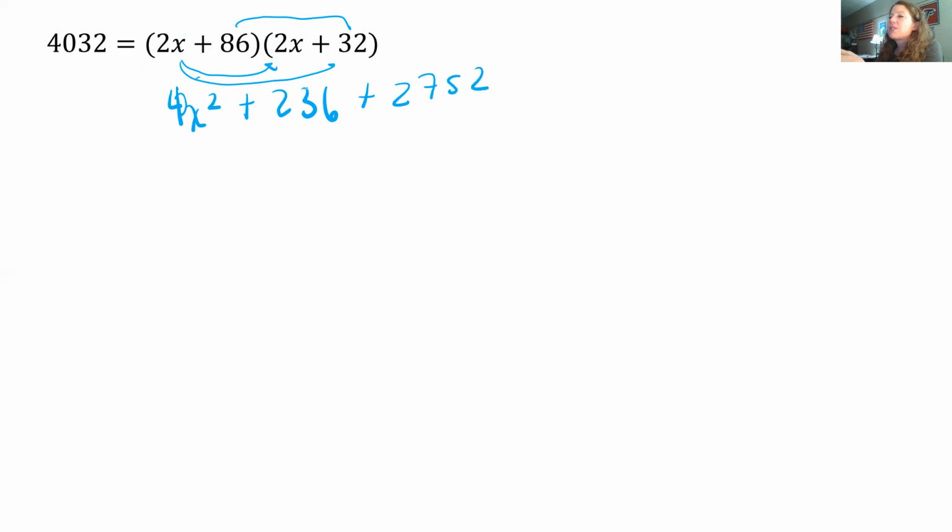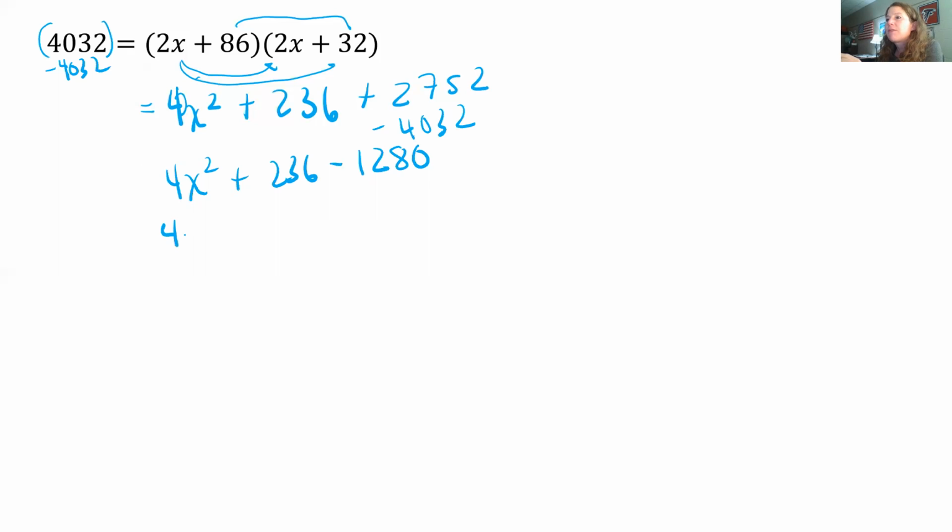Since this is a quadratic, we want it equal to 0, but it equals 4,032. So we have to subtract 4,032 from both sides and combine our like terms. We'd have 4x squared plus 236x, and then 2,752 minus 4,032, which is negative 1,280. And I think we could divide everything by 4.